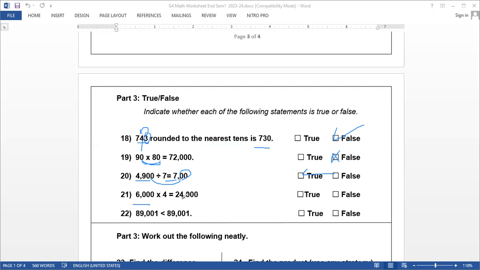6,000 multiplied by 4 equals 24,000. 6 multiplied by 4 is 24. Now we have to bring the zeros. 3 zeros, yes, true. Now, 89,001 less than 89,001. So it's equal to the number itself. So it is false. Part 3, work out the following neatly.